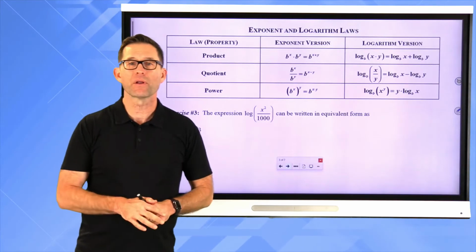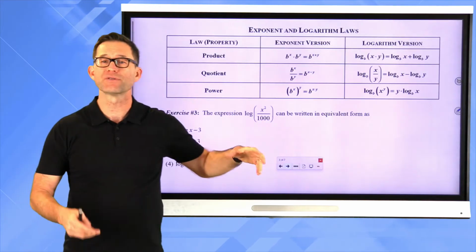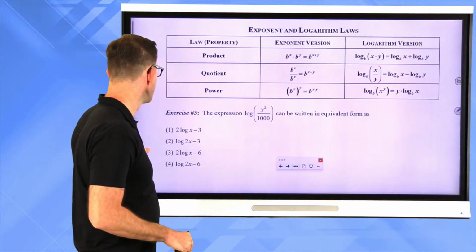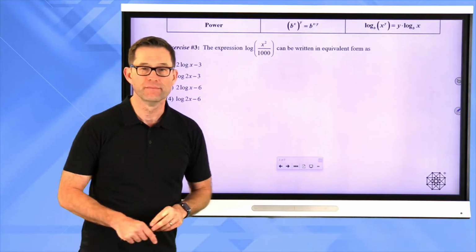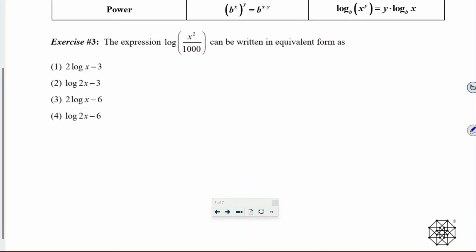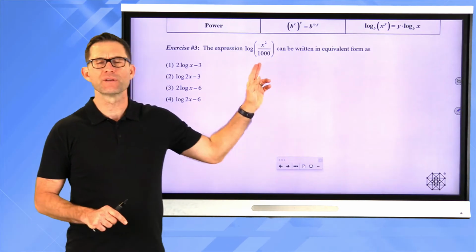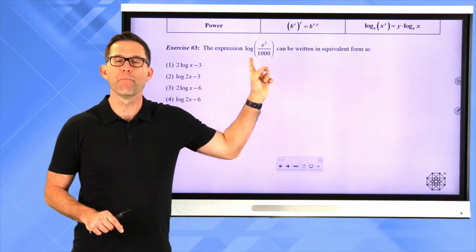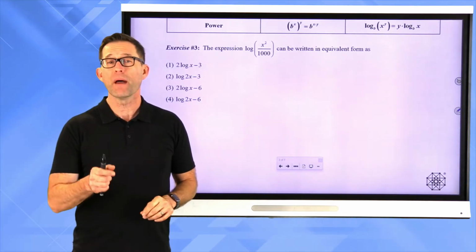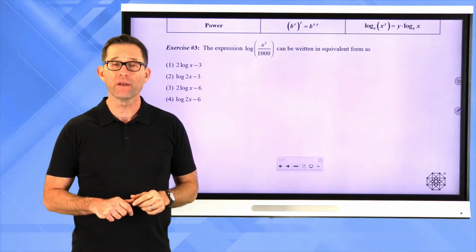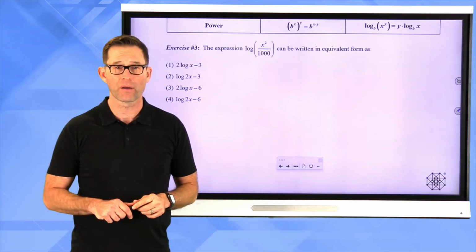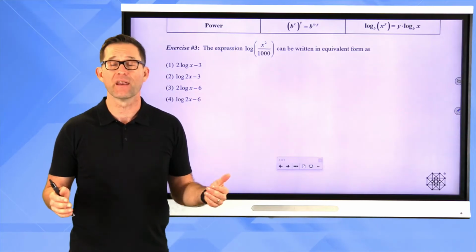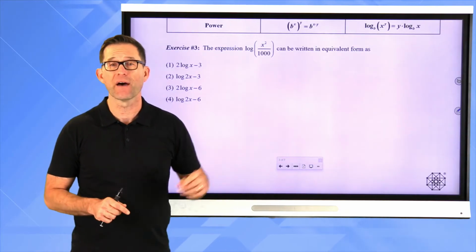So, exponent and log laws, again, we show them right here so that we kind of have them in front of our face. Let's take a look at exercise number 3. The expression log of x squared divided by 1,000 can be written in equivalent form as which of the following? Now, if you're looking at this and you're saying, wait a second, what is the base of this logarithm? Remember, when the base of the logarithm is not written, it is what's known as the common log or base 10, log base 10. That's what we have here.